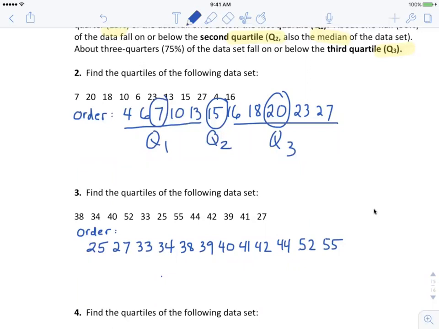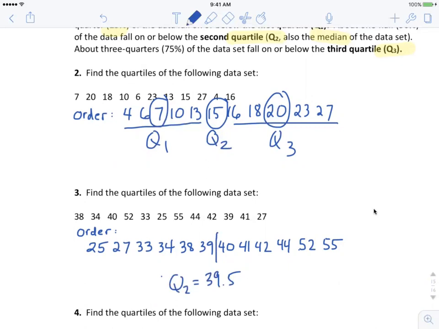If there are 12, that means we can divide it into 6 and 6: 1, 2, 3, 4, 5, 6. 6 and 6 would put me right there. And so the median is right between 39 and 40, or 39.5. So 39.5 would be Q2.